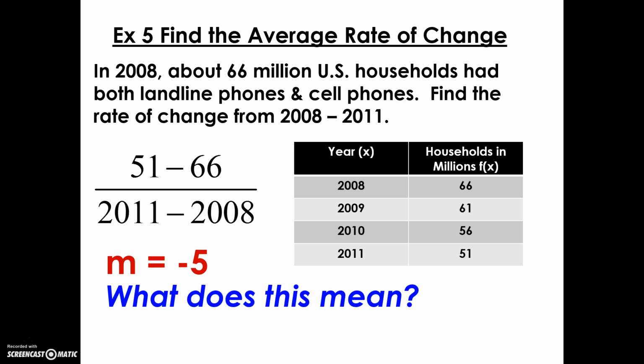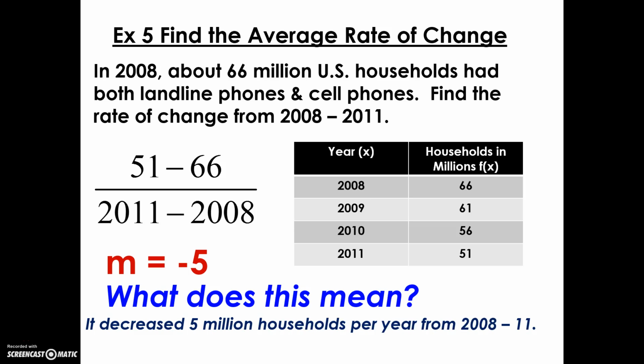So what does this mean in this situation? It decreases by 5 million households per year from 2008 to 2011. So the number of households with landline phones and cell phones fell from 2008 to 2011 by 5 million per year.